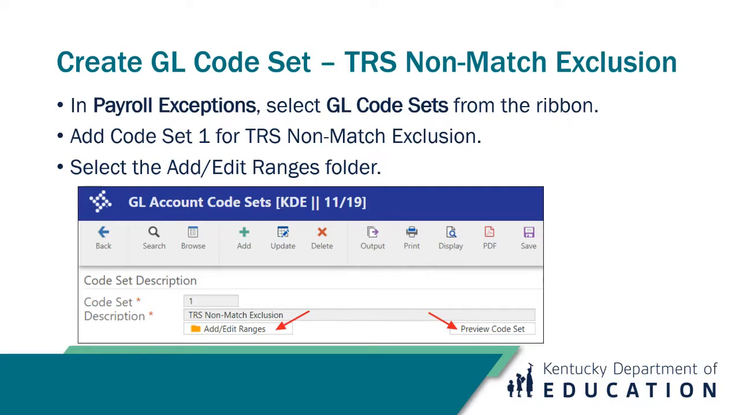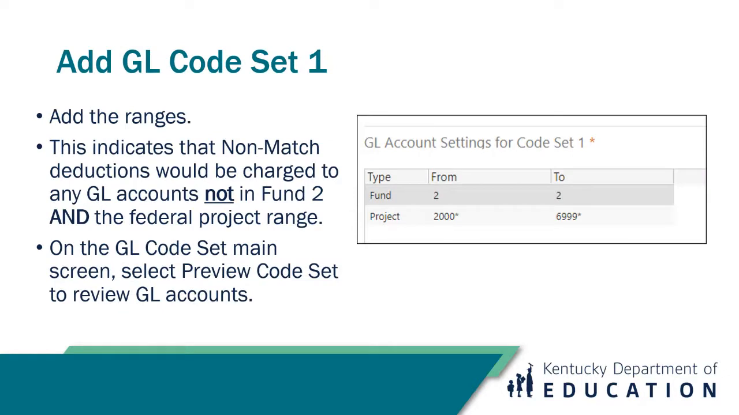This will allow you, after you set up your code sets, to actually select Preview, and it'll show you all the GL accounts that you have and what's included in that range. So that's a pretty nice feature. So the GL code set 1 is going to indicate that non-match deductions would not be charged to any GL account not in Fund 2 and the federal project range. So that is a code set because we're doing a fund and a project together. And as I mentioned before, you can select to see the GL accounts that are included.